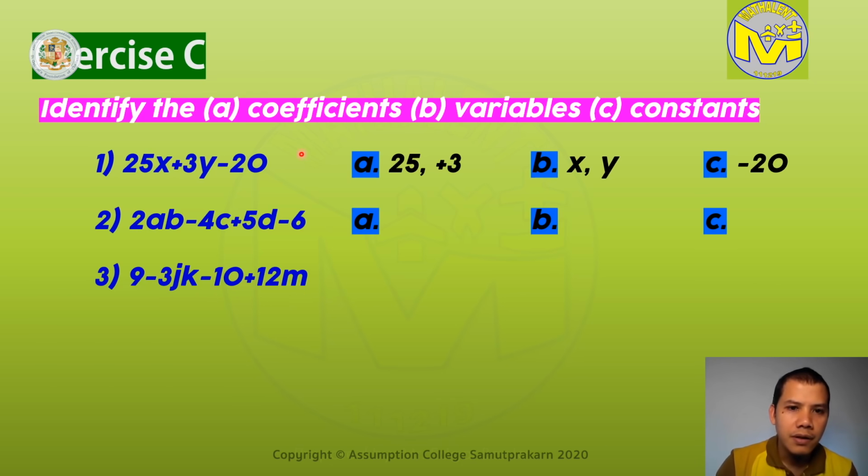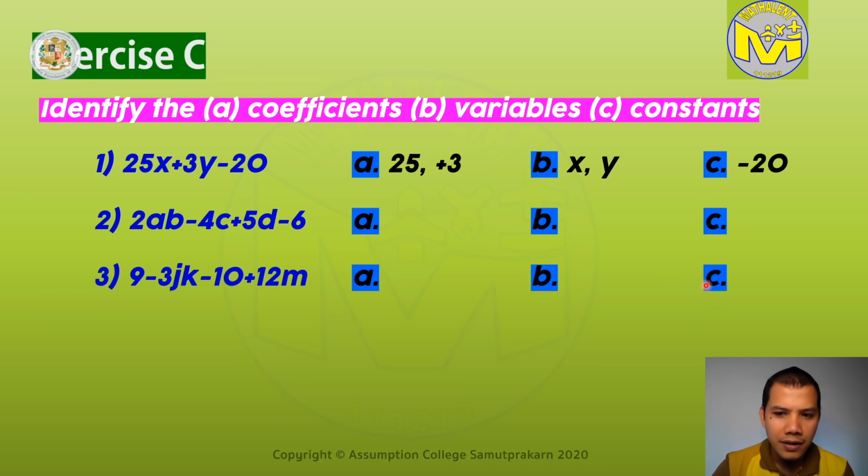So, identify each one. What is 9? 9 is a constant. So write it in letter C. Okay, right here. 9 is a constant, so write it here. How about minus 3? What is minus 3? Minus 3 is a coefficient, so write it down here in letter A.